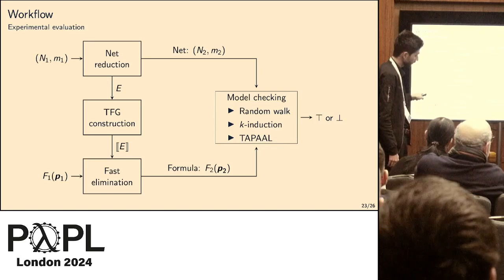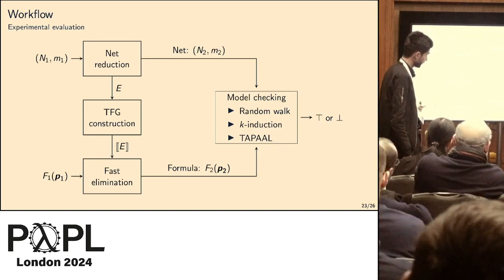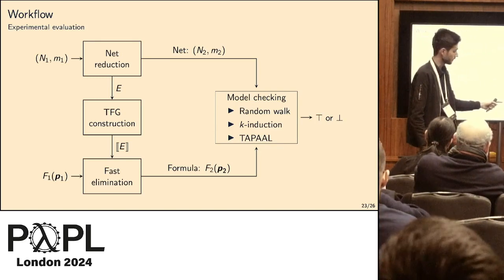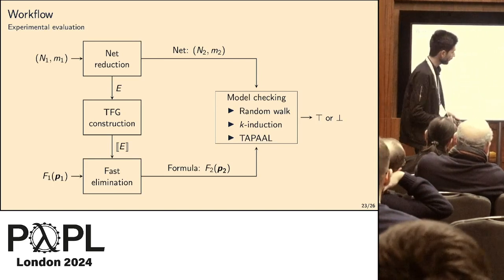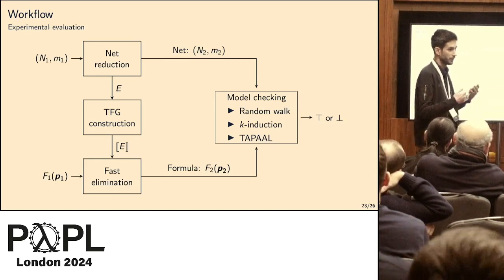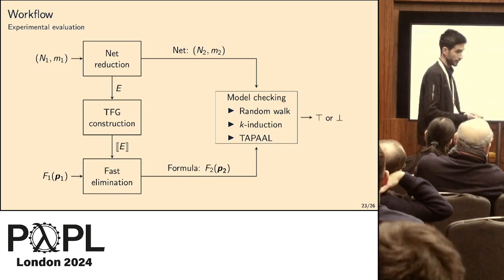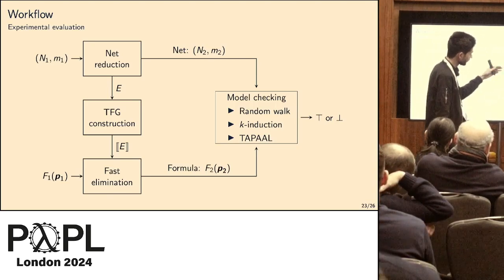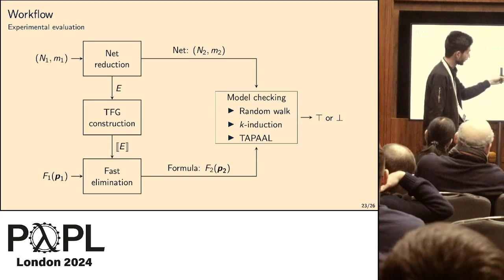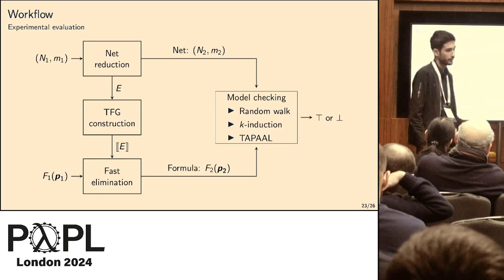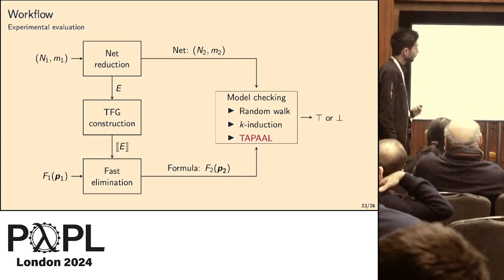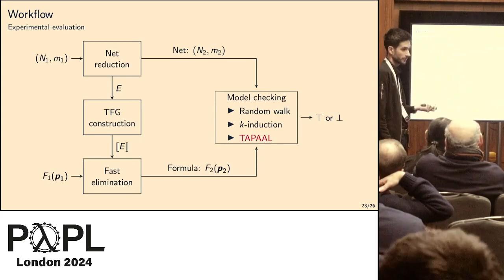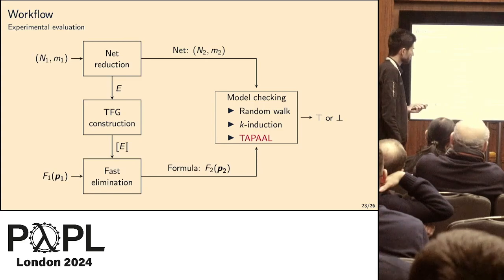And given a reachability formula, we are able to project this formula into a new formula that has its support on the reduced net. And now we can apply any model checking method or any model checking tools. For instance, we can do some random exploration, induction, or we can use TAPAL. And so we performed some experiments with TAPAL, who won the model checking contest in 2022.